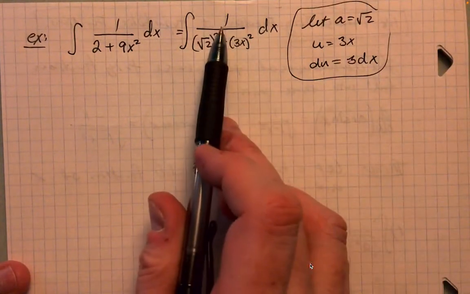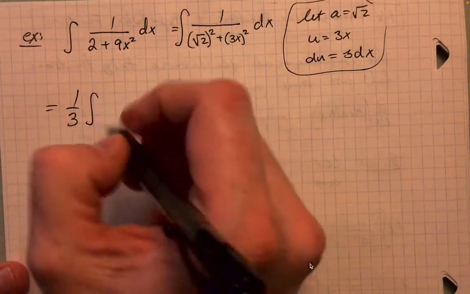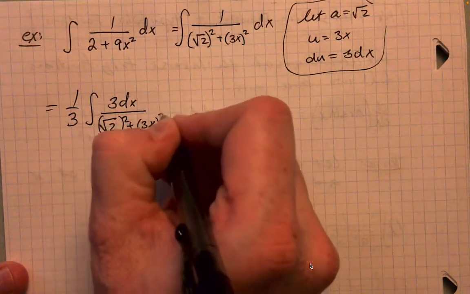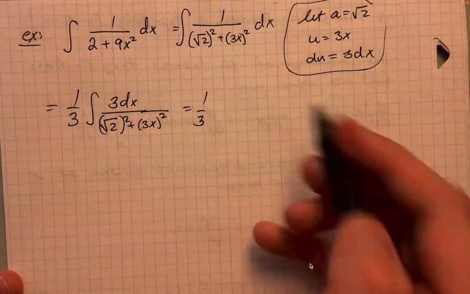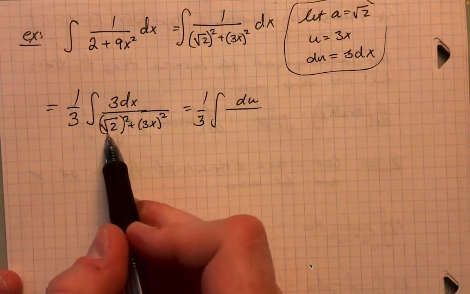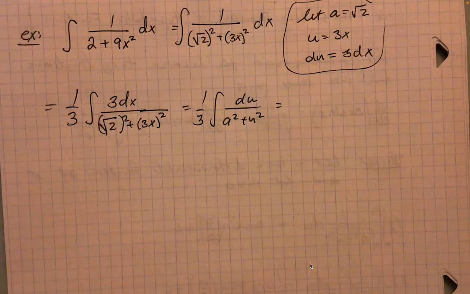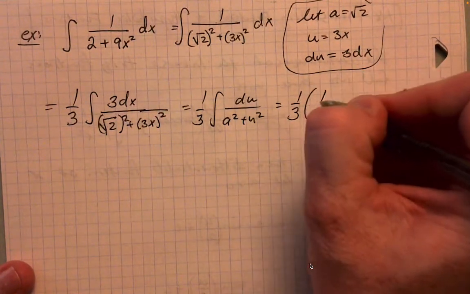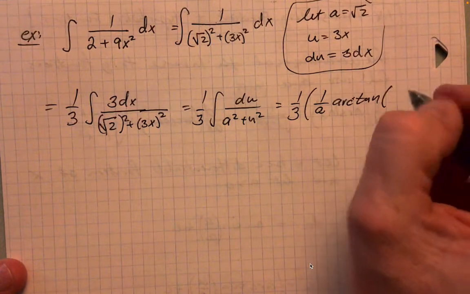Then I can make my substitutions. I just have to make a small change to the integrand to multiply and divide by 3, but then I'm in good shape. So it'd be 1/3 times the integral of 3 dx over the square root of 2 squared plus 3x squared. When it looks like that, then it's 1/3, and the 3 dx is du. The square root of 2 is a, and the 3x is u. So this is going to be a squared plus u squared, so this is the arc tangent. So this will have the form of 1/3 times 1 over a times the arc tangent of u over a.